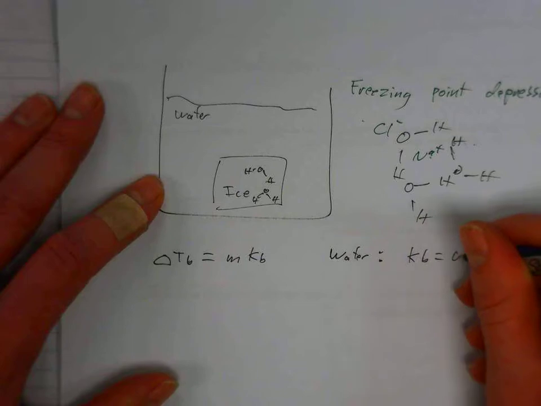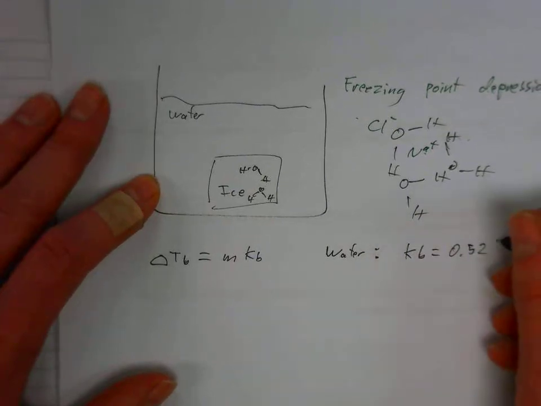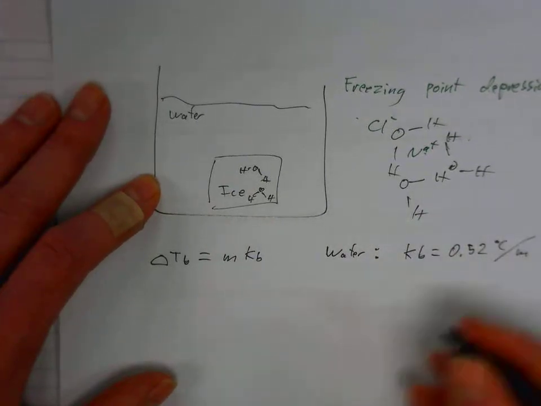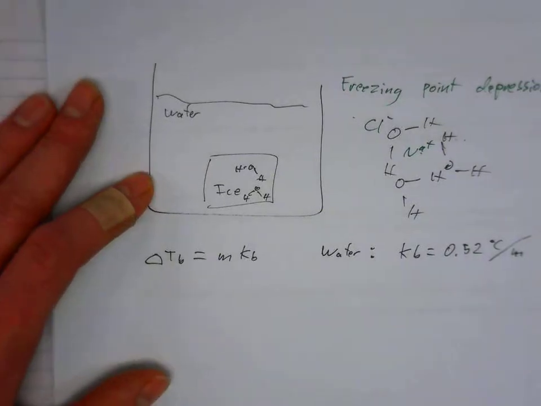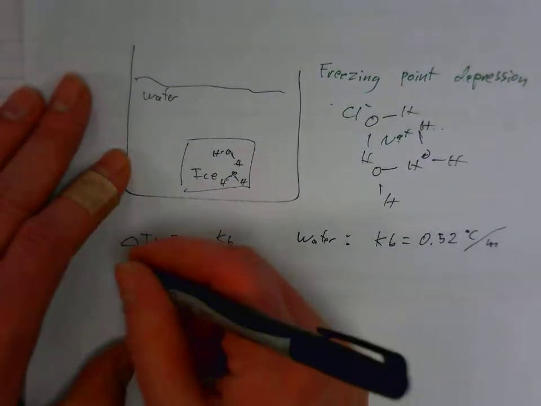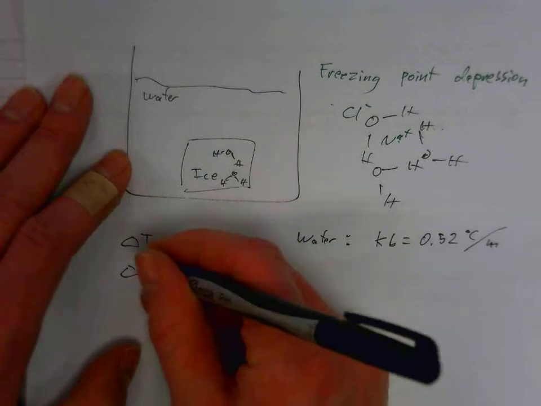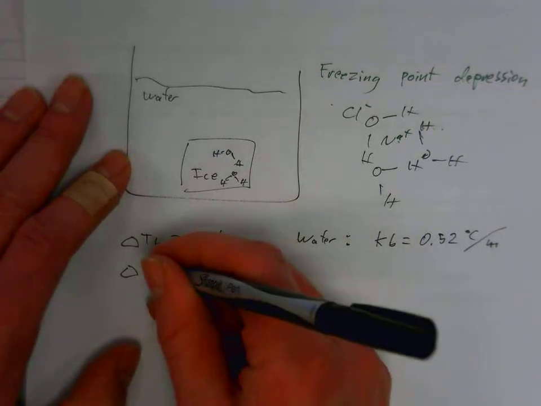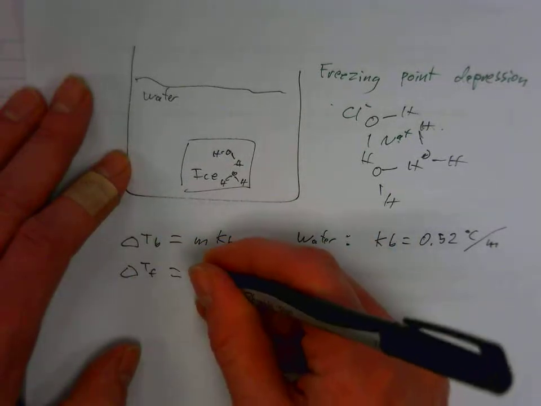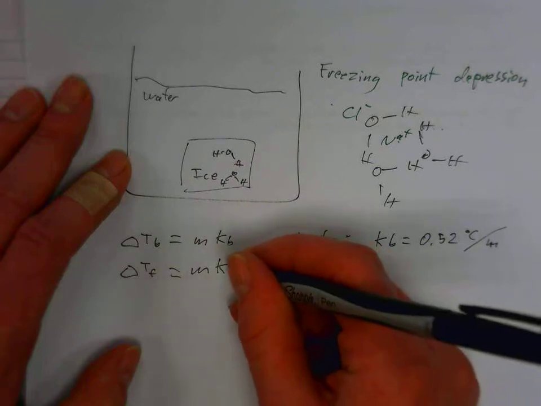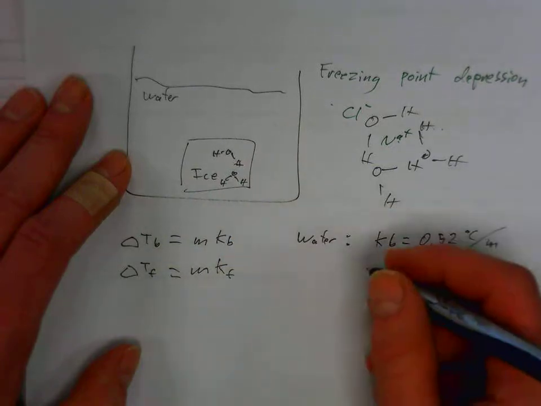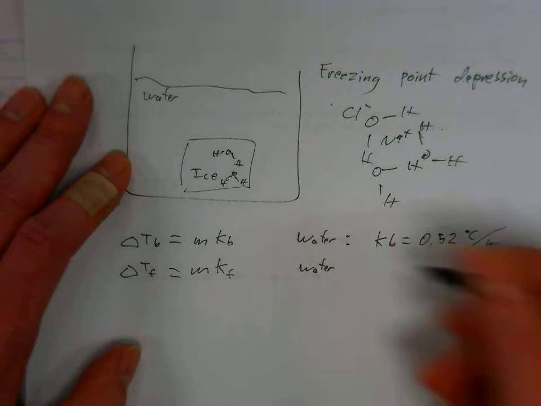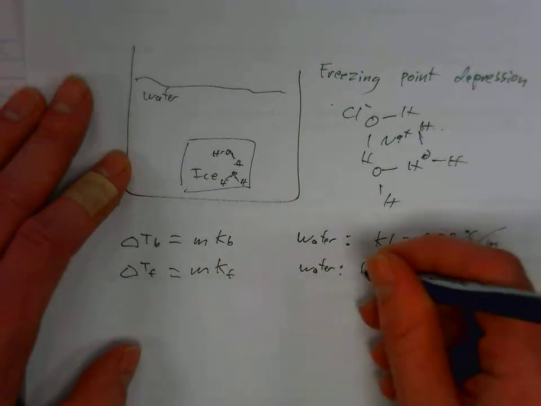Now, to find the change in temperature, delta stands for change in temperature, for the freezing point, it's the molality times the freezing point constant. And for water, again, the freezing point constant K sub F is 1.86 degrees Celsius per molal.